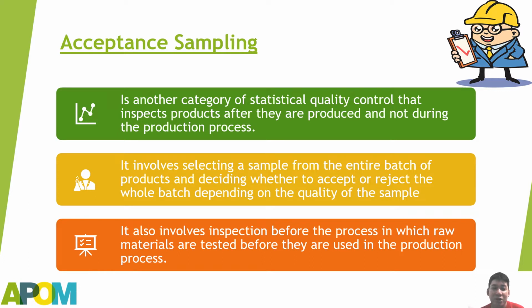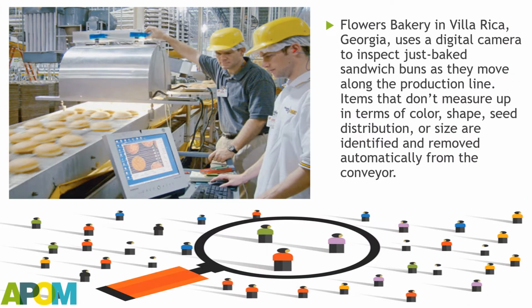However, it requires huge cost and effort from an organization and has a scope for errors. Sampling is more economical than 100% inspection. The quality of the sample is used to judge the quality of all items in the lot. Although both attributes and variables can be inspected by acceptance sampling, attribute inspection is more commonly used, as illustrated in the picture. This is a flour bakery in Villarrica, Georgia, that uses a digital camera to inspect just-baked sandwich buns as they move along the production line.